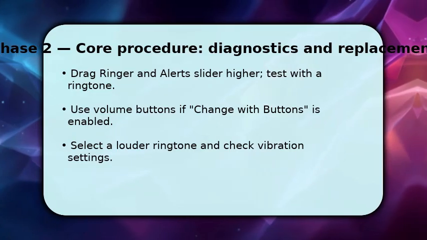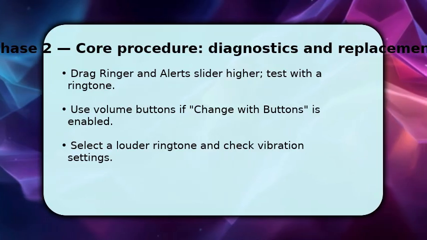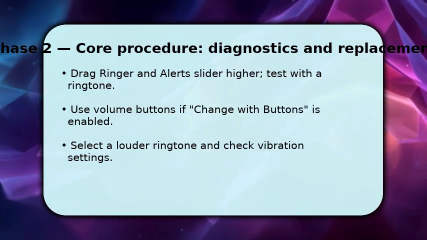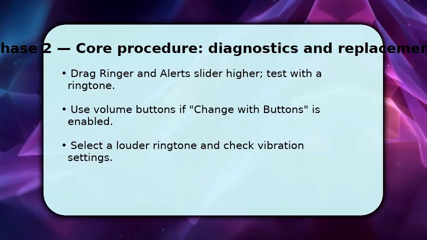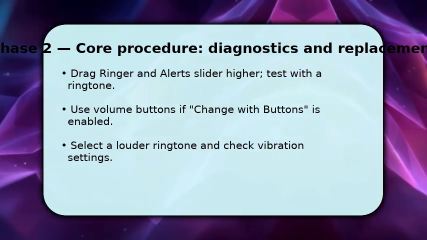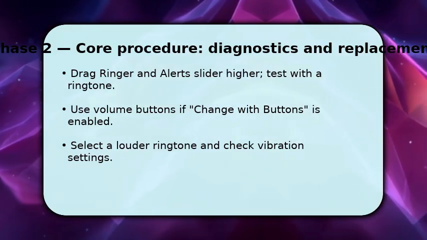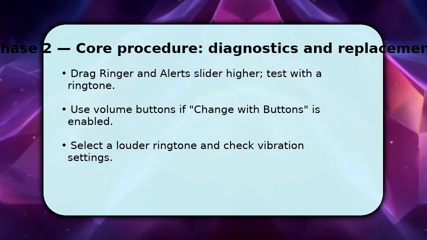If Change with Buttons is on, press the side volume buttons to fine-tune. Otherwise, the buttons only change media. Choose a brighter, higher frequency ringtone because those are perceived louder, and enable a strong vibration pattern for missed calls. Once you're happy, make a quick test call to confirm perceived loudness and continue.